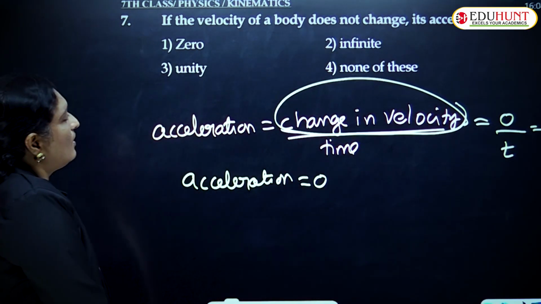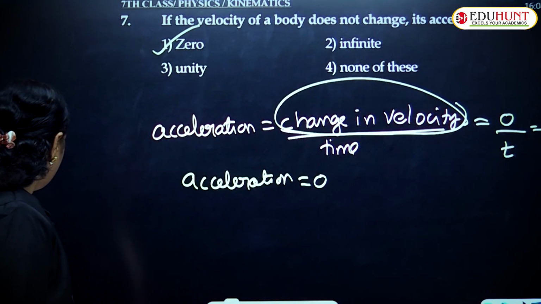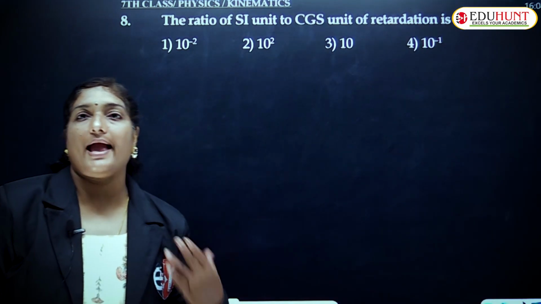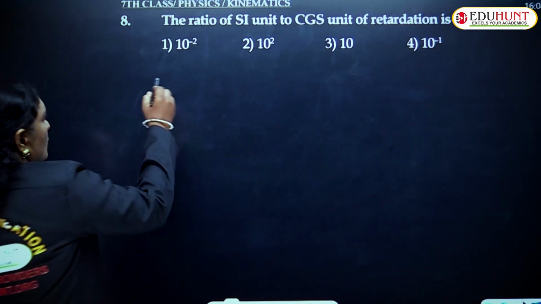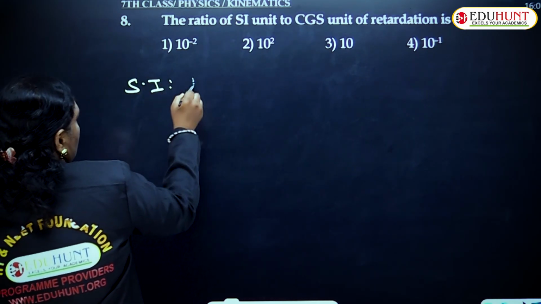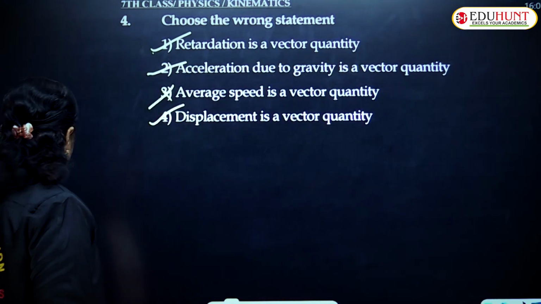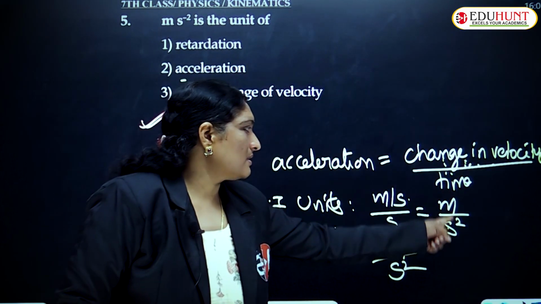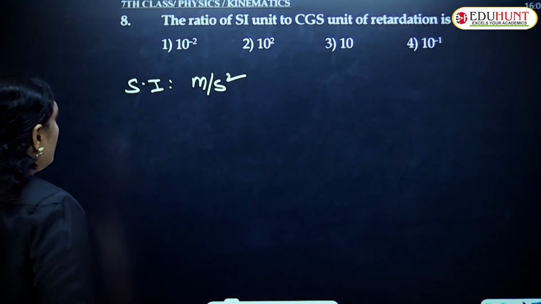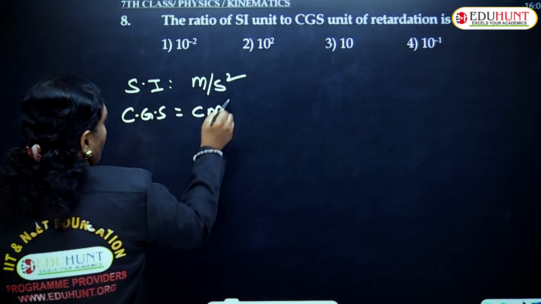So what they are saying is, if the velocity of a body does not change, its acceleration will be 0. So that is the first option. Next, the ratio of SI unit to CGS unit of retardation, whether it happens to be acceleration or retardation. The SI unit is meter per second square, whereas the CGS unit is centimeter per second square.